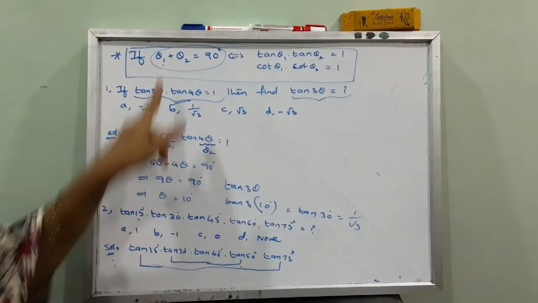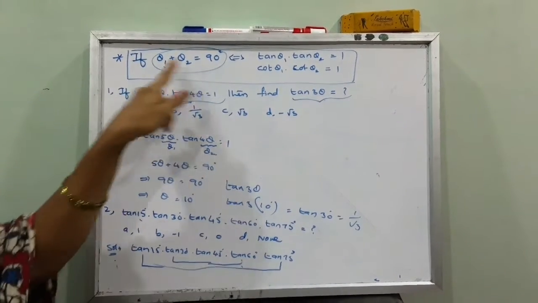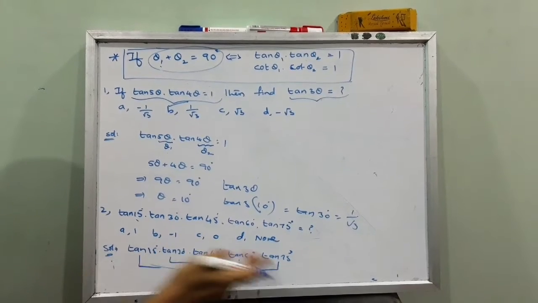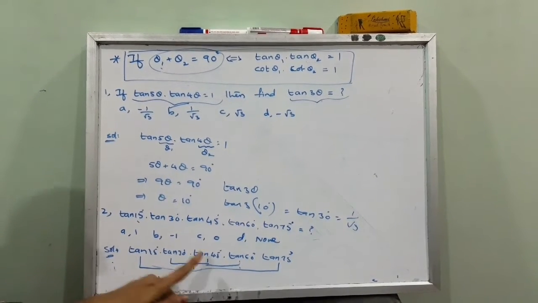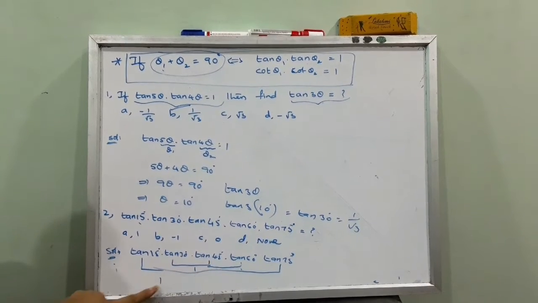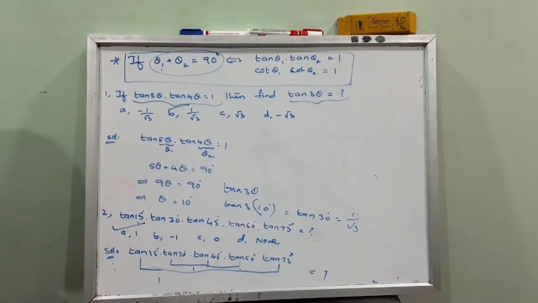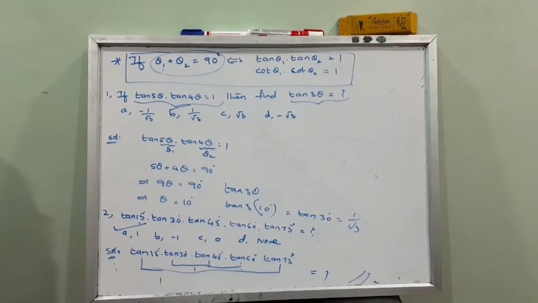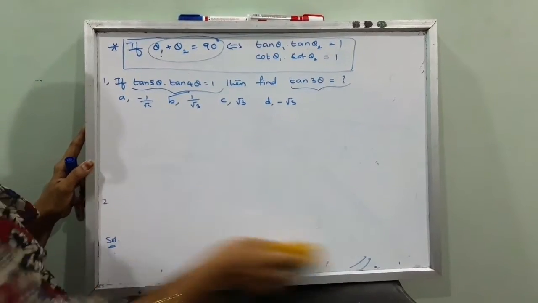Next, tan 30 into tan 60. Here 30 plus 60 is 90. Here tan 45 is already 1. Then tan 15 into tan 75 is 1, and tan 30 into tan 60 into tan 45 is also 1. So it is 1 into 1 into 1. So the answer is 1, option A. So the next example is the third one.